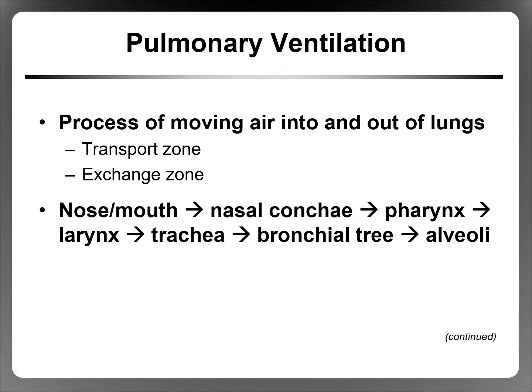So, breaking this down a little bit more specifically, pulmonary ventilation is the process of moving air into and out of the lungs. Our lungs have two main zones, the transport zone and the exchange zone. When air is inhaled, it's going to travel through the body. It'll come in through the nose or the mouth. Then it will go through the nasal concha, if it goes to the nose, then to the pharynx, the larynx, the trachea, also known as your windpipe, go through your bronchial tree, and then to the alveoli.